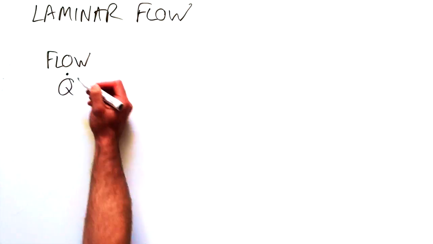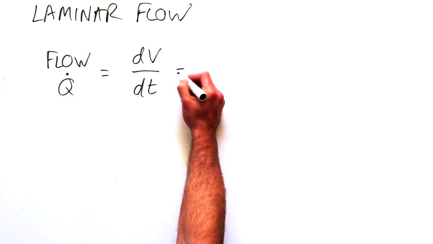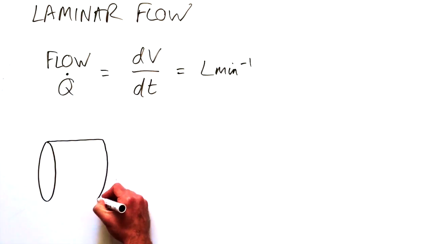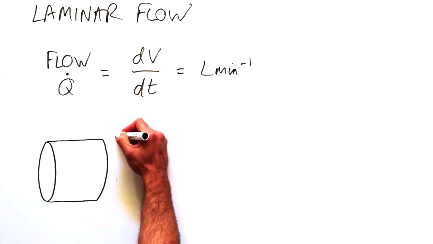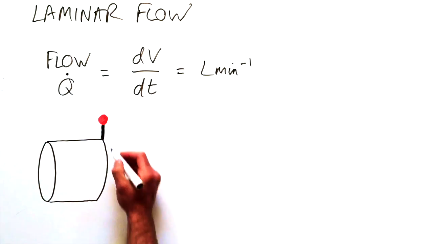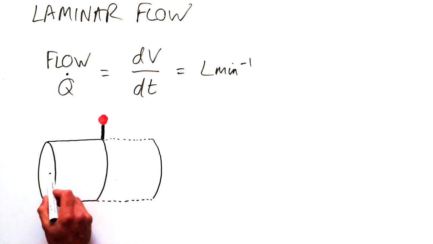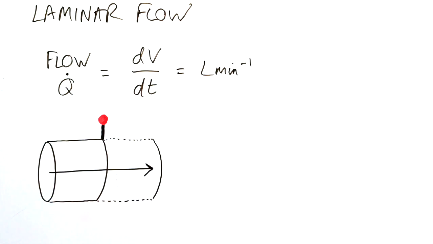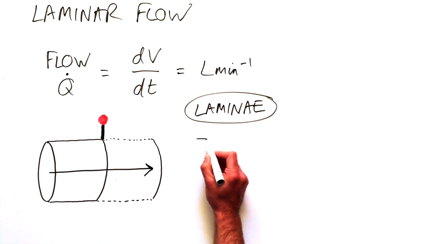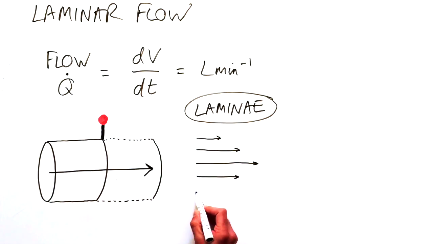Laminar flow. Flow is equal to the change in volume over the change in time, and it's measured in litres per minute. So you can imagine a volume of a flowing fluid passing a fixed point per unit time. That defines flow.